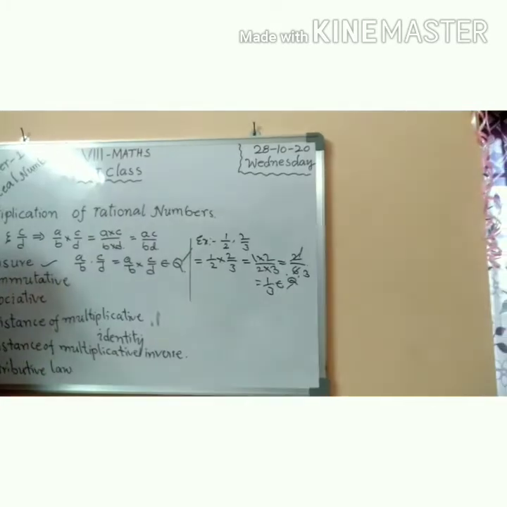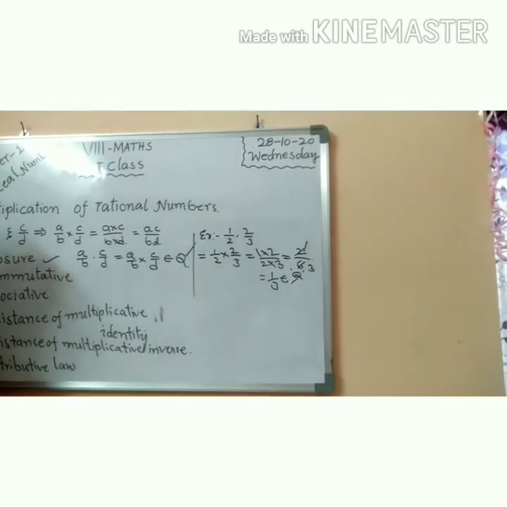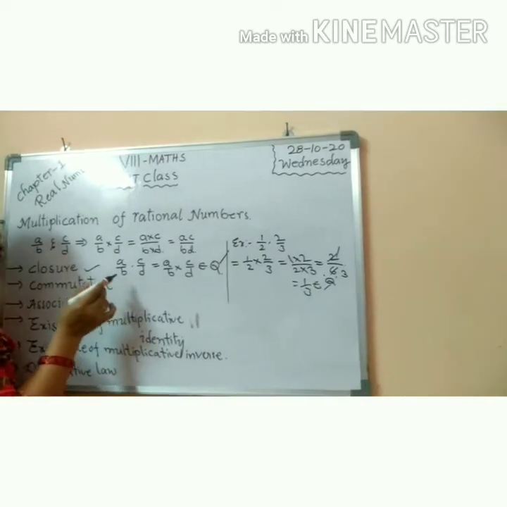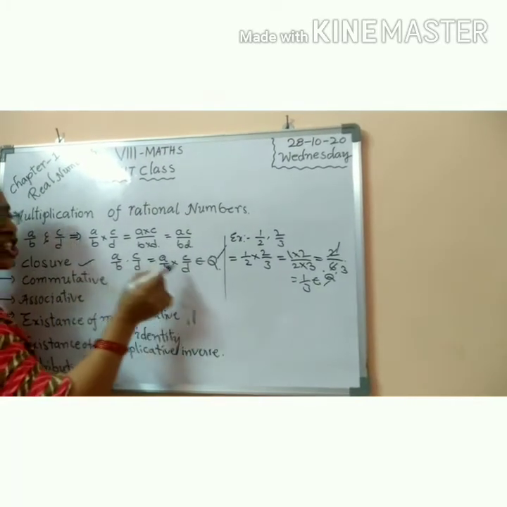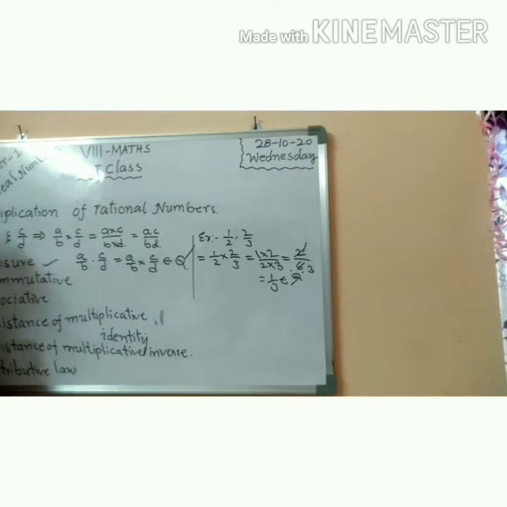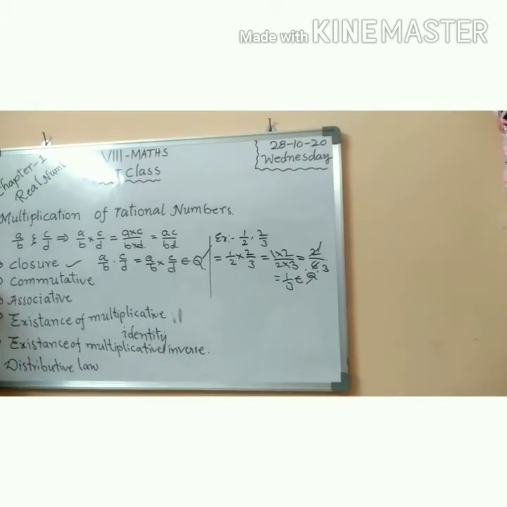So is 1 by 3 a rational number or not? Yes, it is a rational number. Did you understand? You have to take any two rational numbers. The product of two rational numbers is always a rational number. That is the closure property.